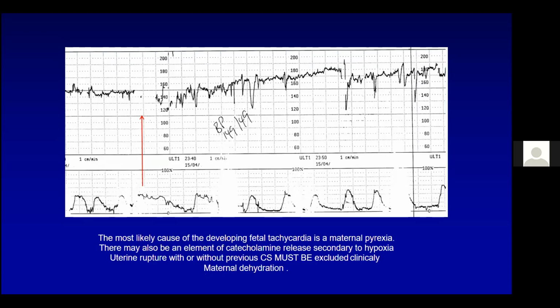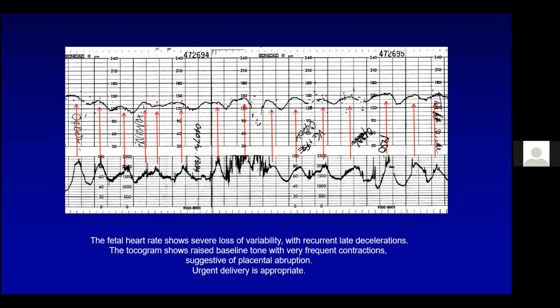So if you look at this CTG, it's actually very important to note that you have a loss of variability in the heart rate, which looks normal, but you've got this late deceleration. But what I want you to note is that this is an abruption evolving. So how will you see? If you're looking at the tocogram, you actually see a raised baseline tone with very frequent contractions, which is suggestive of abruption, really.